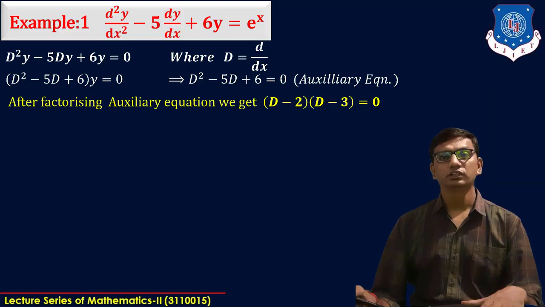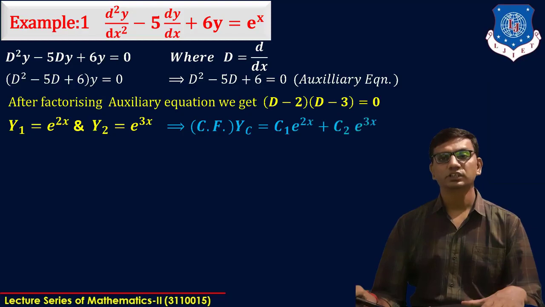Here the auxiliary roots are 2 and 3. Therefore, our particular solutions of the homogeneous differential equation are e raised to 2x and e raised to 3x. Here, the complementary function is c1 e raised to 2x plus c2 e raised to 3x, where c1 and c2 are arbitrary constants. Now we want to find the particular integral yp.